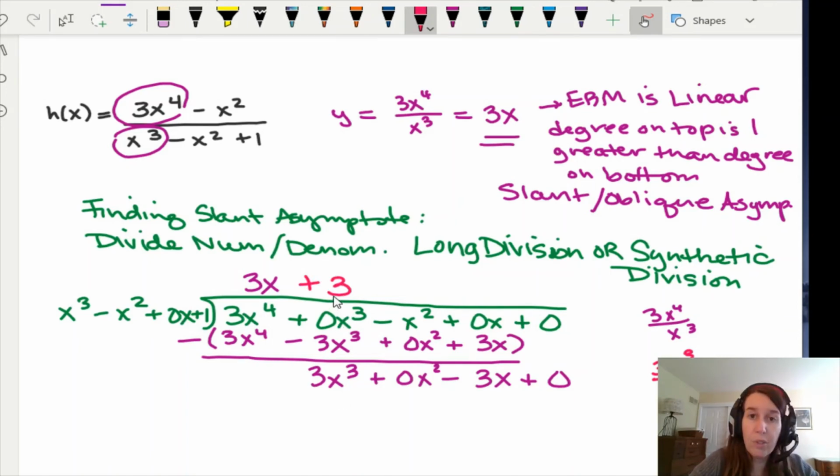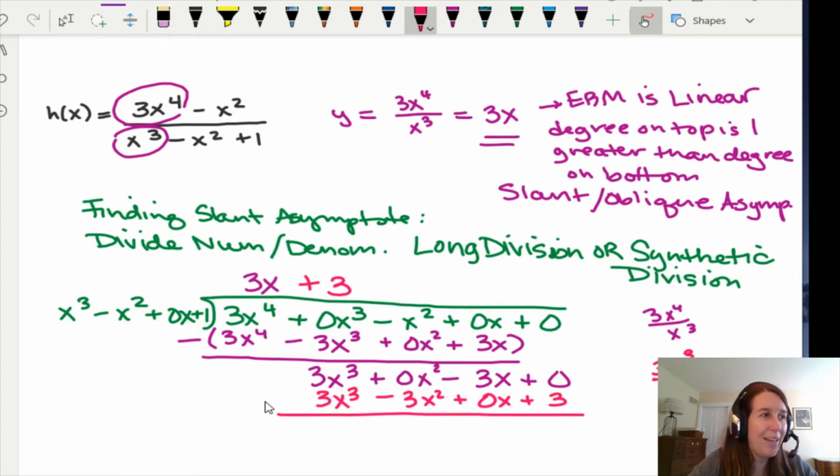All right, now I multiply. So 3 times x cubed is 3x cubed. 3 times negative x squared is negative 3x squared. 3 times 0x is 0x. And 3 times 1 is 3. Oh, see, I did need that 0. I'm happy I wrote it. I was just having faith there.